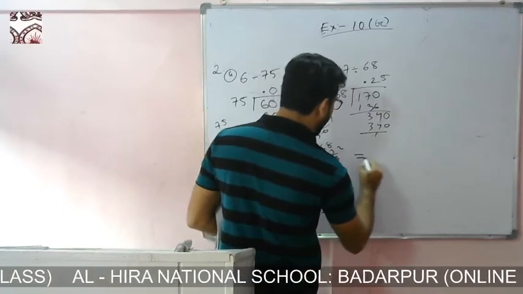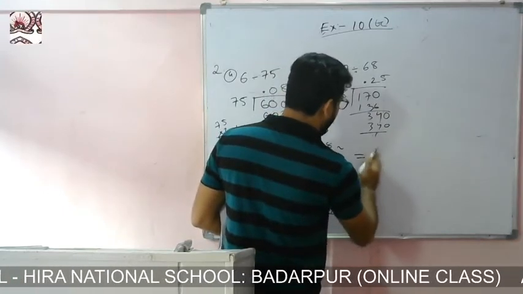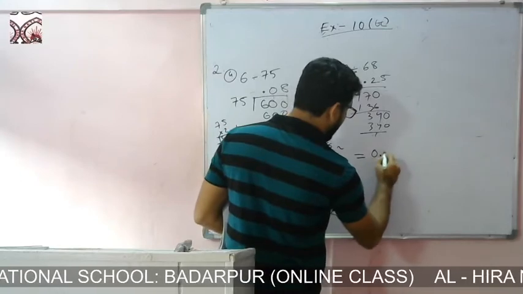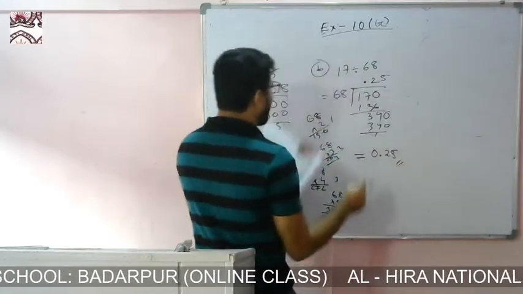So we can write what? You can write 0.25. Okay. Now come to C.